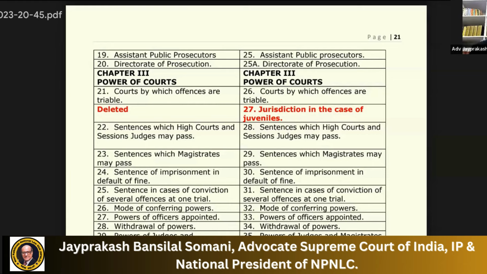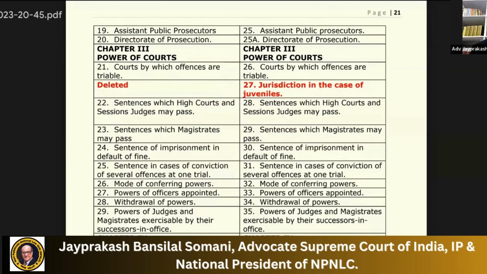Chapter 3, powers of courts. Earlier also in CrPC, Chapter 3, powers of courts. Section 21 of BNSS, courts by which offences are triable. Its earlier section was in CrPC section 26. Section 27 of CrPC is now deleted, which contained jurisdiction in the cases of juveniles. Section 22 of BNSS, sentences which High Courts and Sessions Courts may pass. Its earlier section was in CrPC section 28.